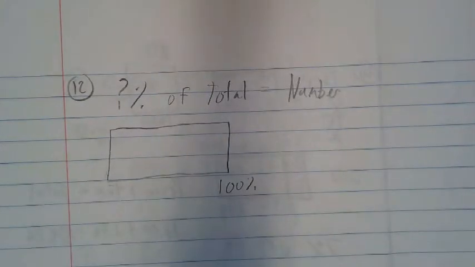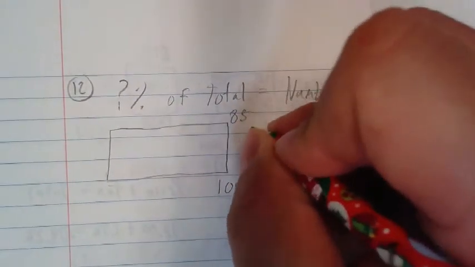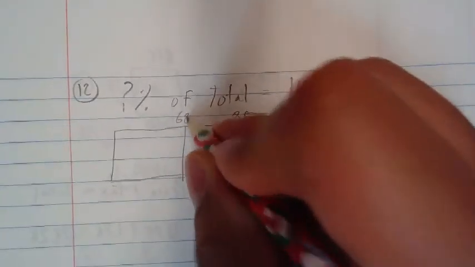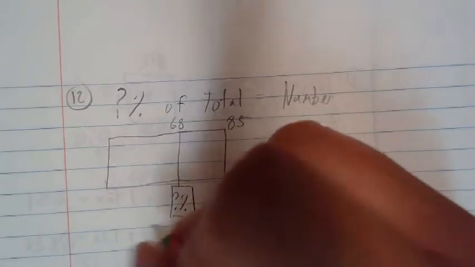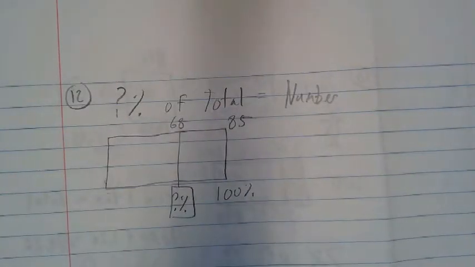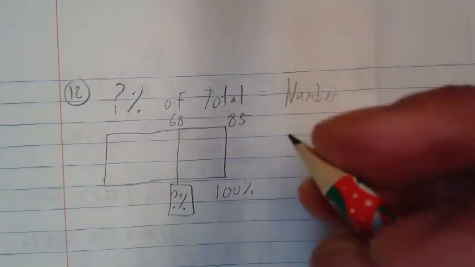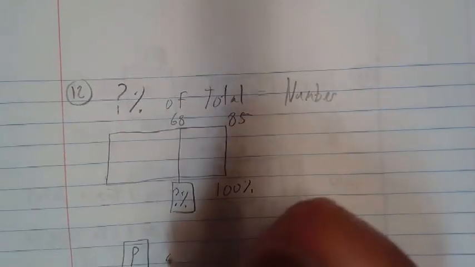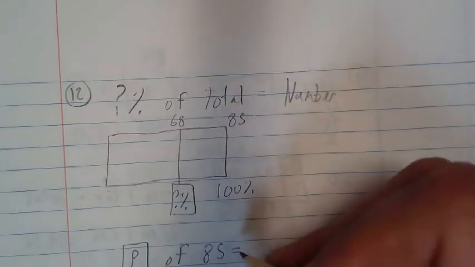100% is easy, right? Now, according to this, our total is, so out of 85 questions, that's 100%. We want to know if you only got 68 correct, what's the percentage? This is what we don't know. Okay. So how am I going to write this? You with me so far? All right. Some percentage of 85 is 68.